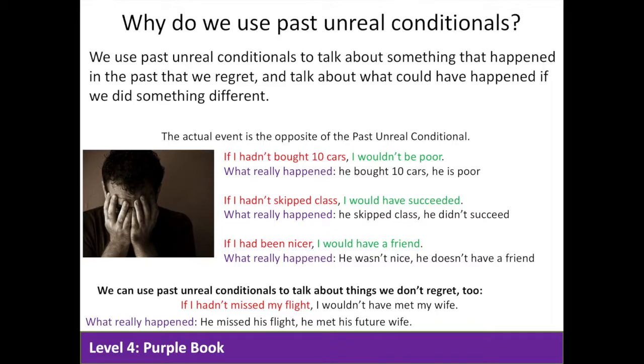We can also use the past unreal conditional to talk about things we don't regret. For example, if I hadn't missed my flight, I wouldn't have met my wife. In this example, again, he missed his flight, so he met his future wife.